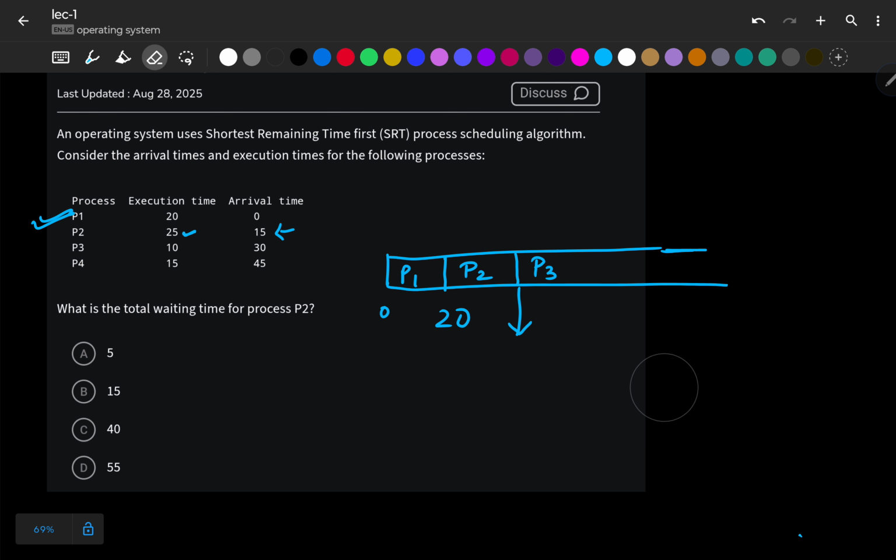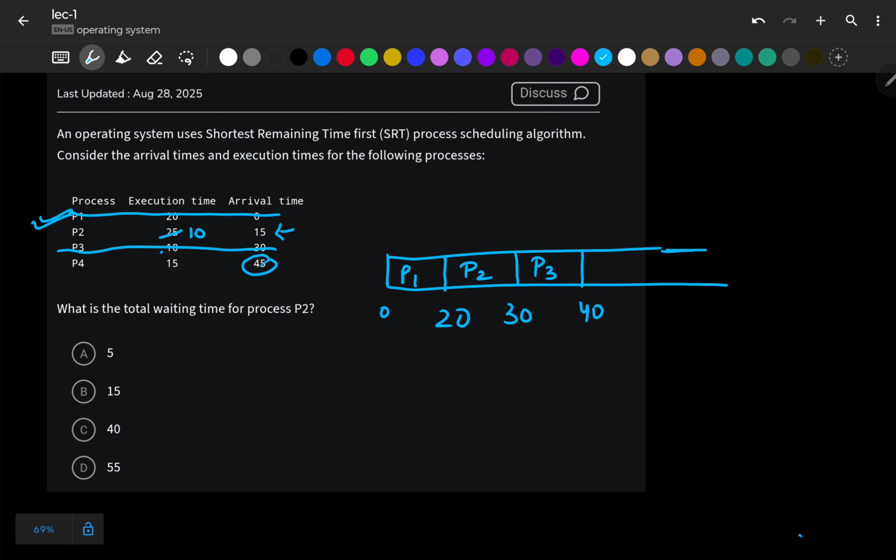So at the time 30, P3 has come. Now we have run P2 for 10 units, right? So the execution time for P2 left is 15 units, and the execution time of P3 is 10 units, so it will run till time 40. So P1 is completed now and P3 has completed now. Now at time 40, which processes are left with us? We have only process P2 because the arrival time of P4 is 45.